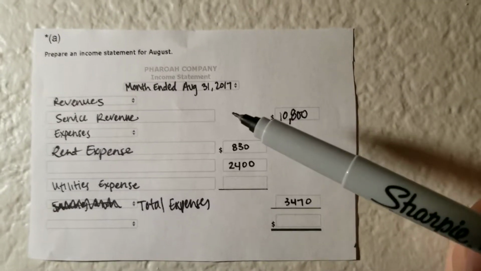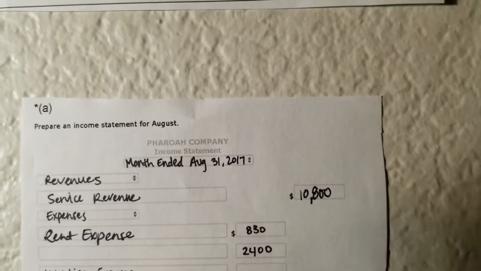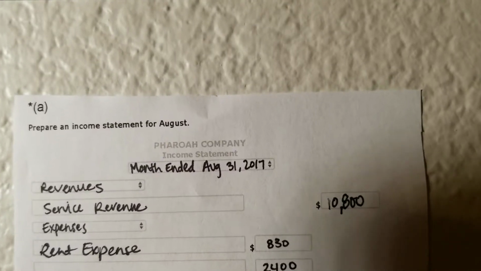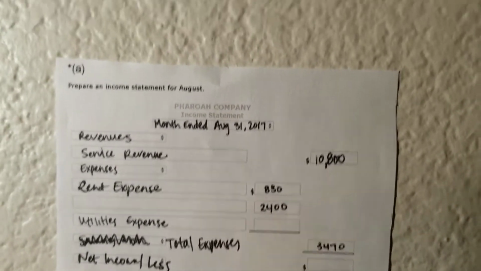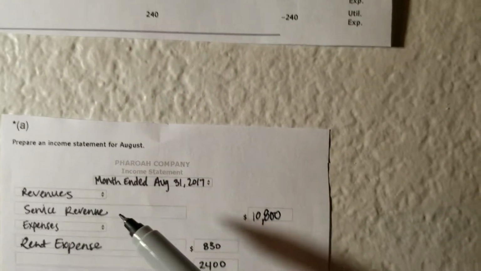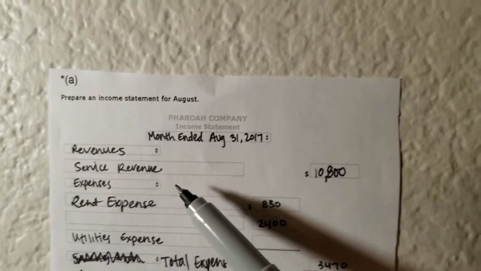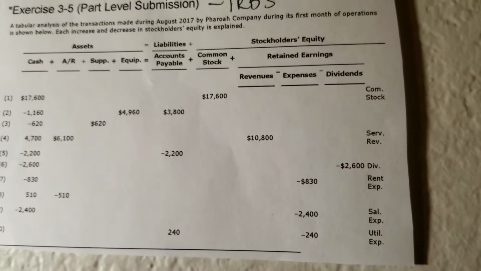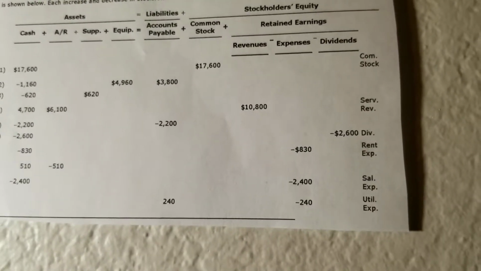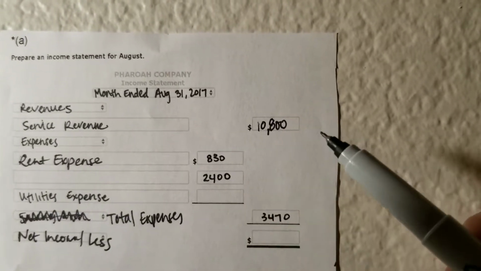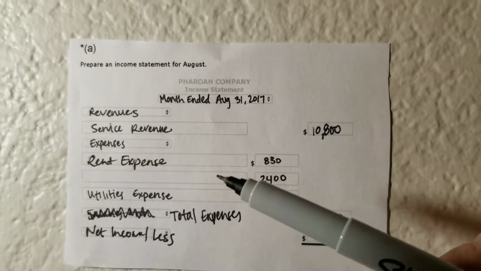The way we find the net income or the net loss is we subtract our expenses from our revenues. So we'll start out with revenues, and the revenue we have on here is our service revenue. You can see right here it is $10,800. So we put that in our sheet, and that's all the revenue we have.